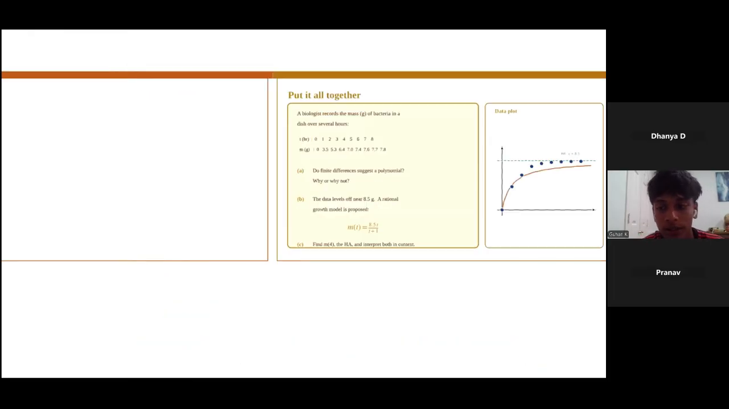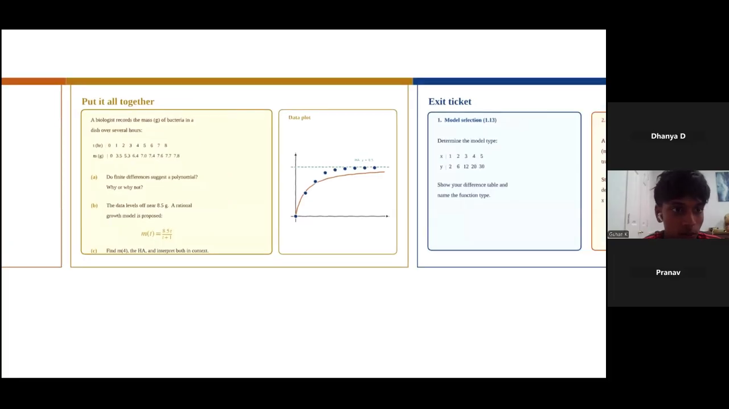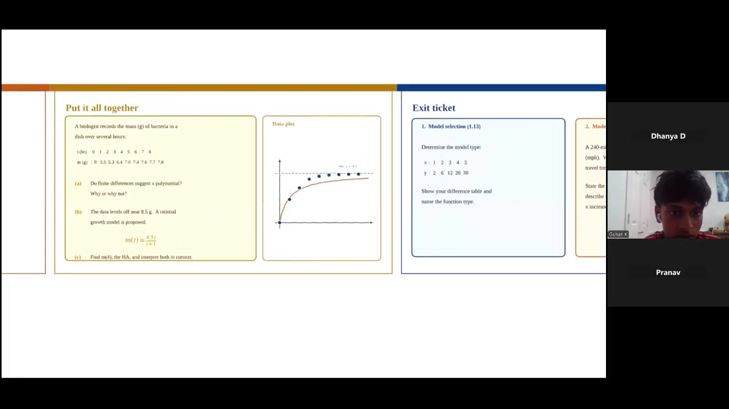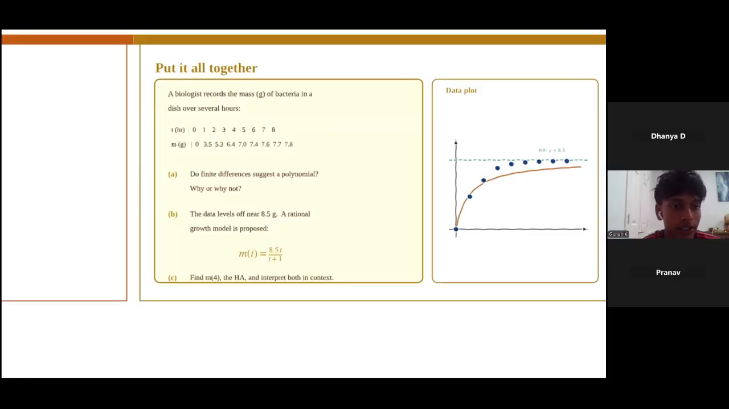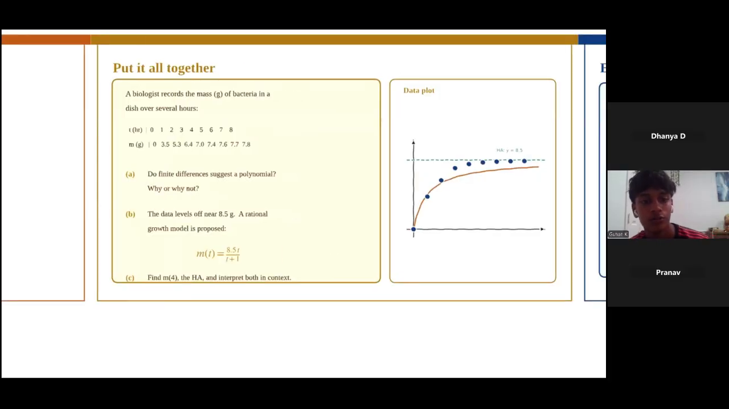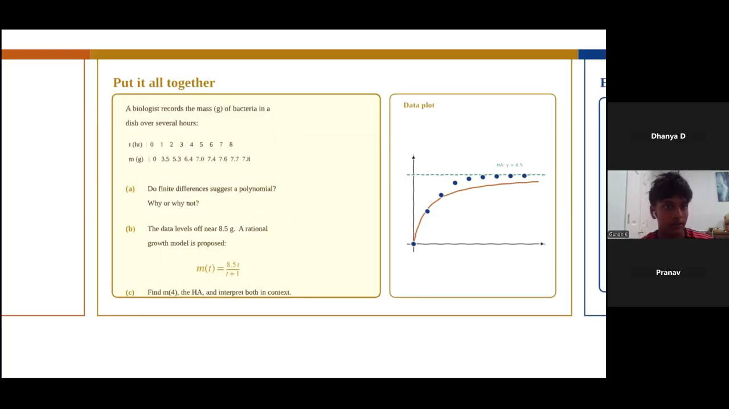So now let's put together the concepts we learned today with this problem. First thing they're going to ask for is do finite differences, which remember is the x and y, suggest a polynomial. And then the data levels off near 8.5 grams. A rational growth model is proposed: 8.5 t over t plus 1. Find m of 4, the horizontal asymptote, and interpret both in context.